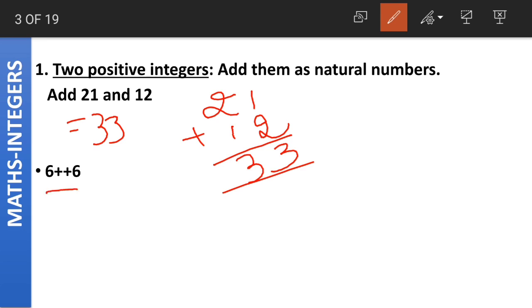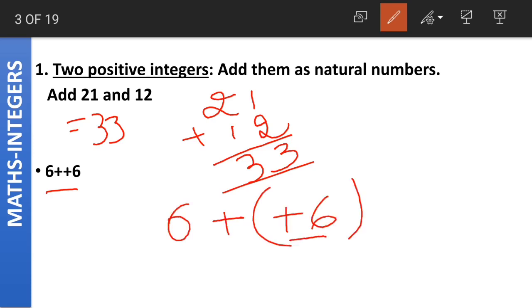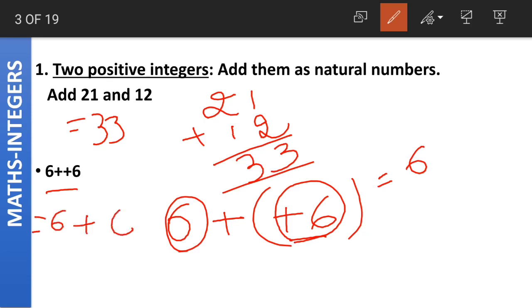And coming to the second example, 6 plus 6. Again, this was a doubt asked by one of the students in the live chat, so I have taken up this question from there. 6 plus 6 means nothing but we are having two positive integers, which is 6 and the other one is plus 6. As I said earlier, plus 6 is equal to 6 only. So we can simplify this and write as 6 plus 6. Now what is the answer for 6 plus 6? 6 plus 6 is equal to 12. So two positive integers is nothing new for us. We just add them as natural numbers.